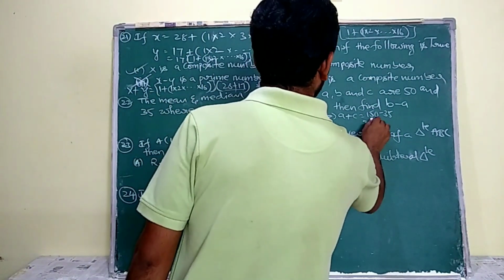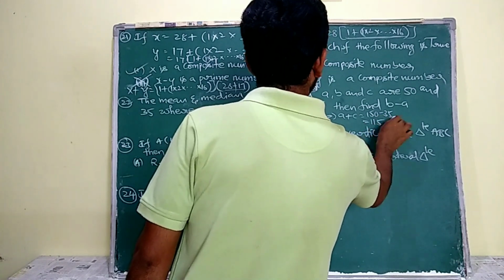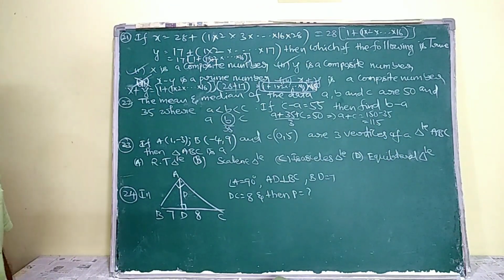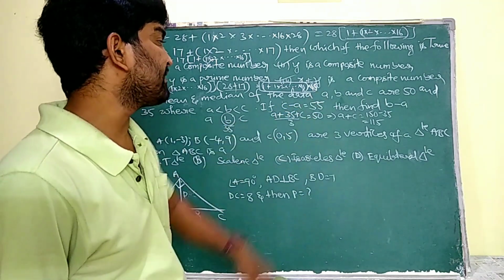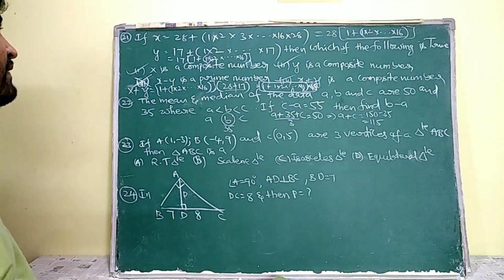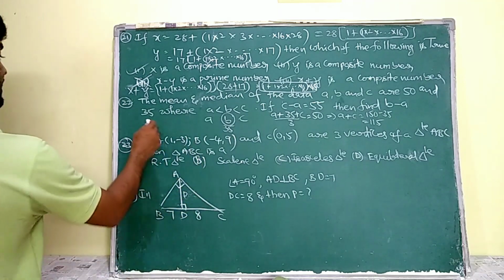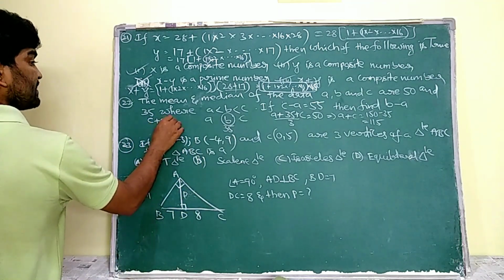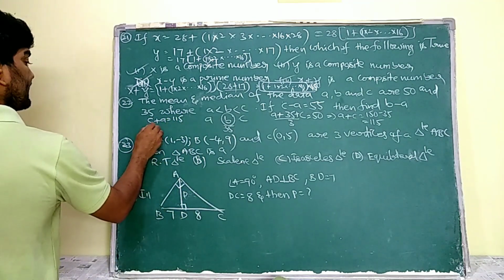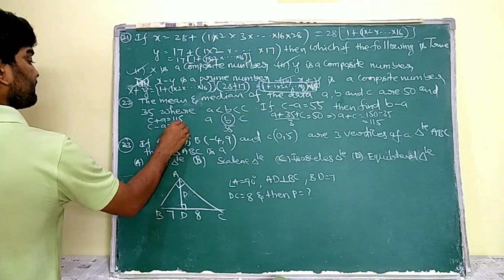That is nothing but 115. So A plus C is equal to 115. And he gave C minus A as 55. Then he is asking you to find B minus A. So see, we obtained C plus A is equal to 115, and he gave C minus A is equal to 55.